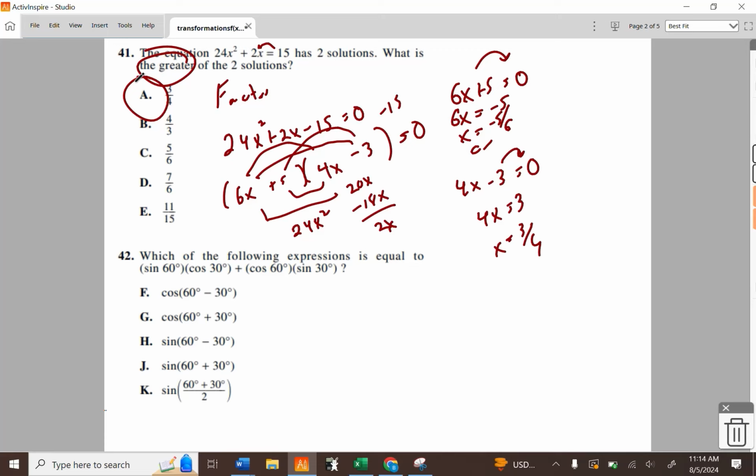We have 42. 42 is a trigonometry question. Some of you guys will take me for pre-calc, and some of you won't. So one of the identities we learned in pre-calc talks about the sine of alpha plus beta, and it's going to be sine alpha cosine beta plus cosine alpha sine beta.